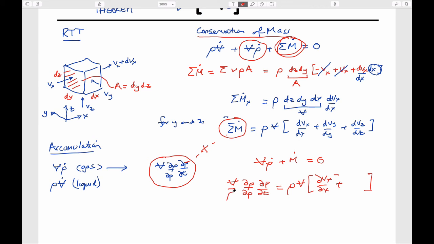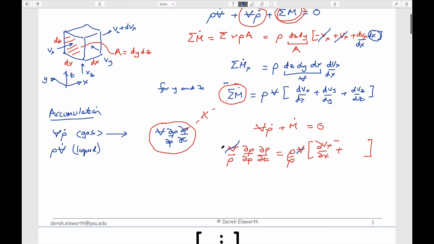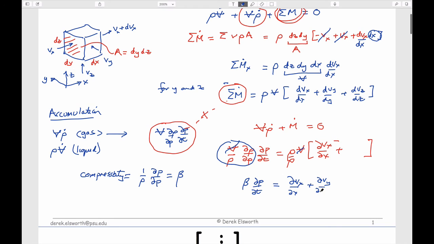And I will divide both sides through by density, and I will multiply both sides through by volume, and I will note that this term here, by definition, 1 over rho change in density with pressure is equal to compressibility, which we defined in our second class. And so this expression is written as compressibility, change in pressure with time is equal to change in velocity in the x direction with x plus change in velocity in the y direction with y plus change in velocity in the z direction with z.